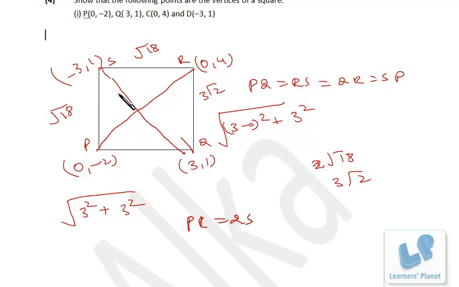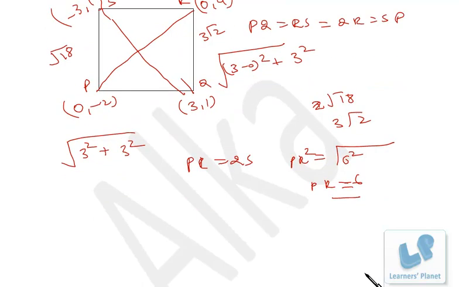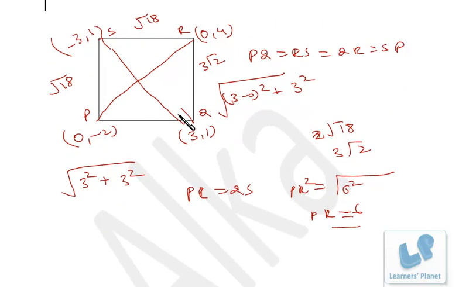So that is 3 plus 3 whole square. I just calculate PR. So 3 plus 3, that is 6 square. Then 1 minus 1. So PR square is 6 square. That means PR is equal to 6. Now we calculate QS. I'm sorry, this was actually QS. Now I calculate PR. So PR square is equal to 0, and 4 minus, minus 2 whole square. So that is 6 square. So PR is also 6. That means PR is equal to QS.